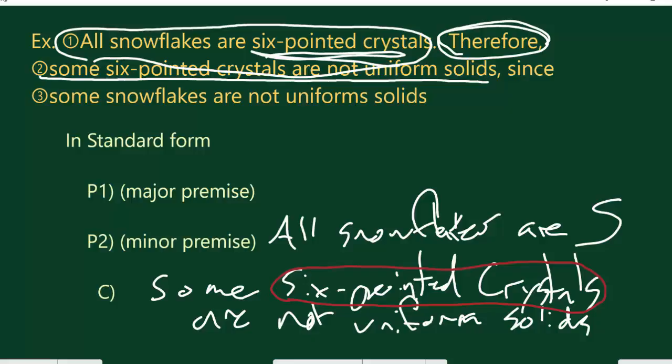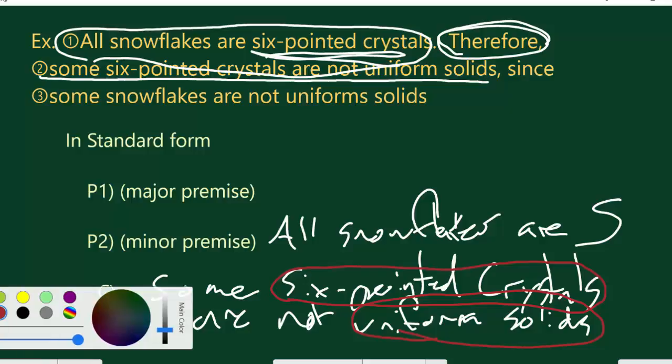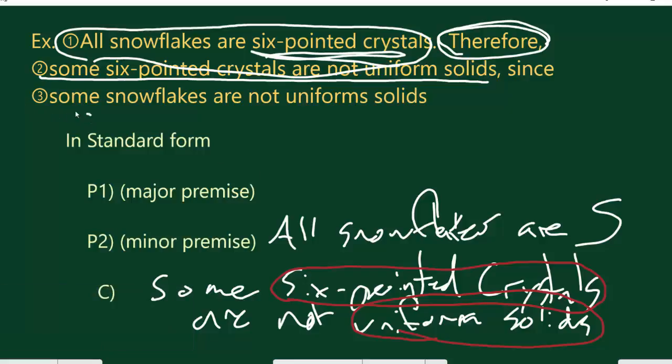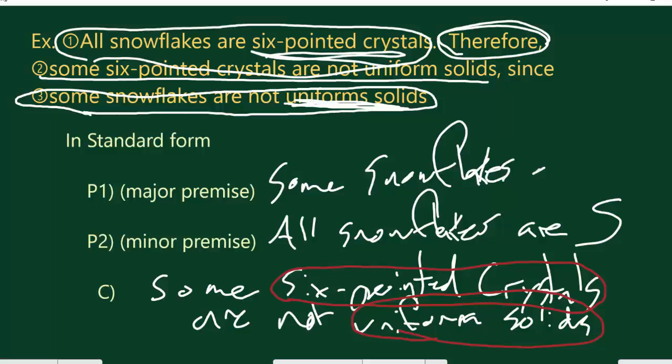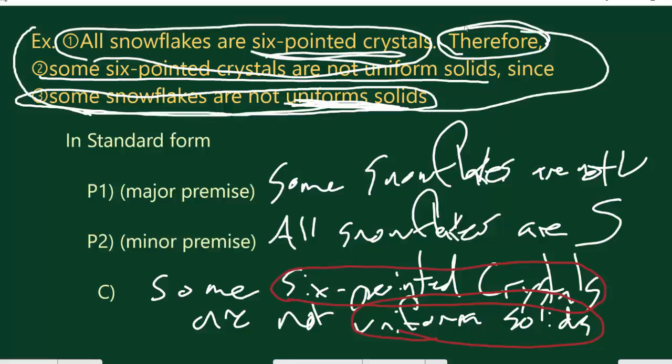Then we can identify the major premise, looking at the predicate term of our conclusion, which is uniform solids. And when we examine the argument, we see that it is sentence 3 that contains uniform solids, and that's got to be our major premise as a result. So some snowflakes are not uniform solids. And now we have our argument up here, up at the top. Now we have it in standard form.